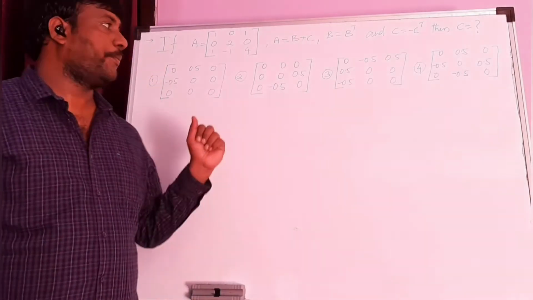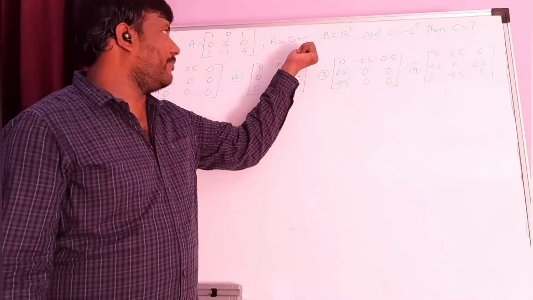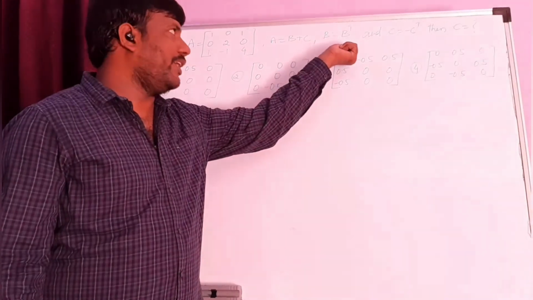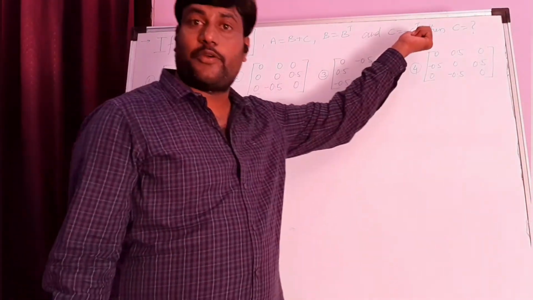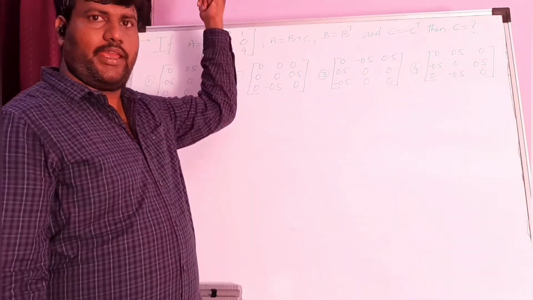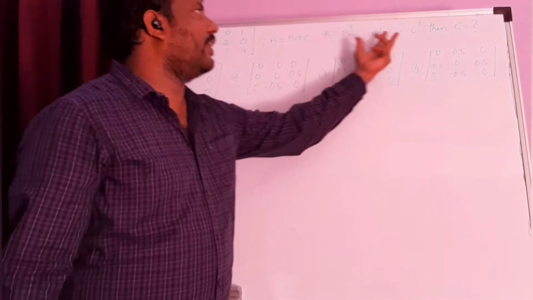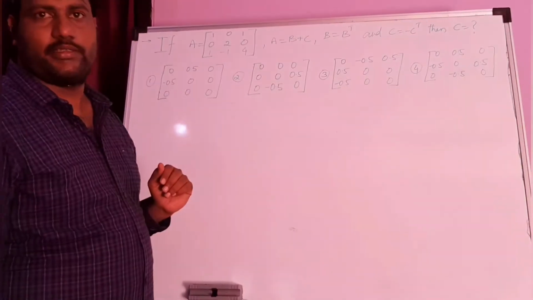Friends, next question. Given A, and also given A is equal to B plus C, B is equal to B transpose, and C is equal to minus C transpose. You need to find the C value. Here they only gave A, and we need to find C; they didn't give B and C. So they gave some conditions here, and the options are here.